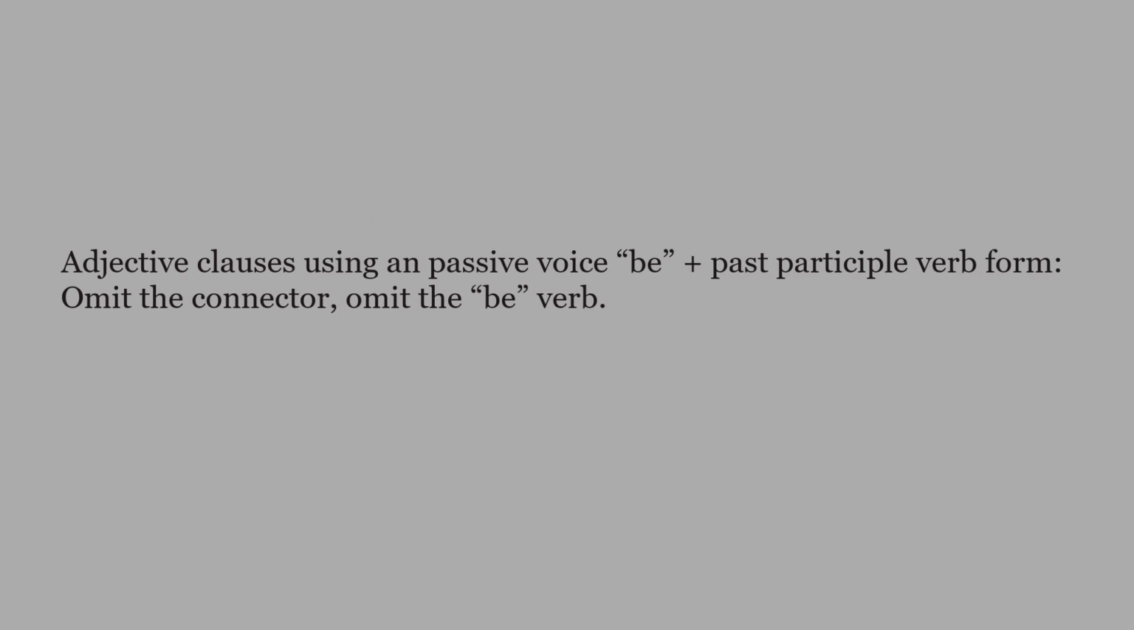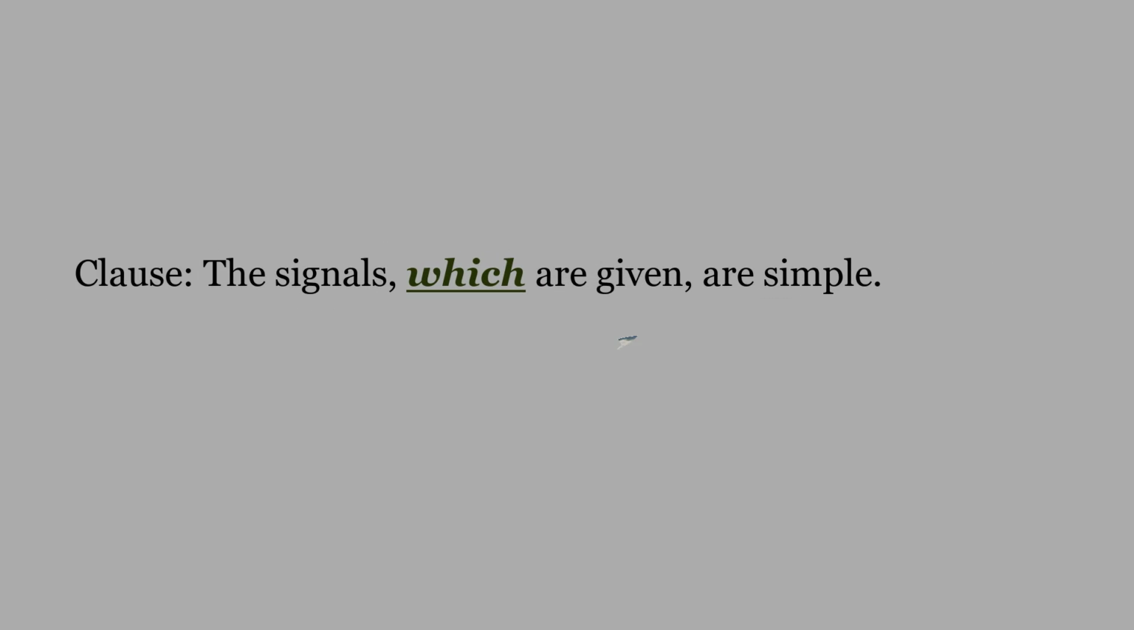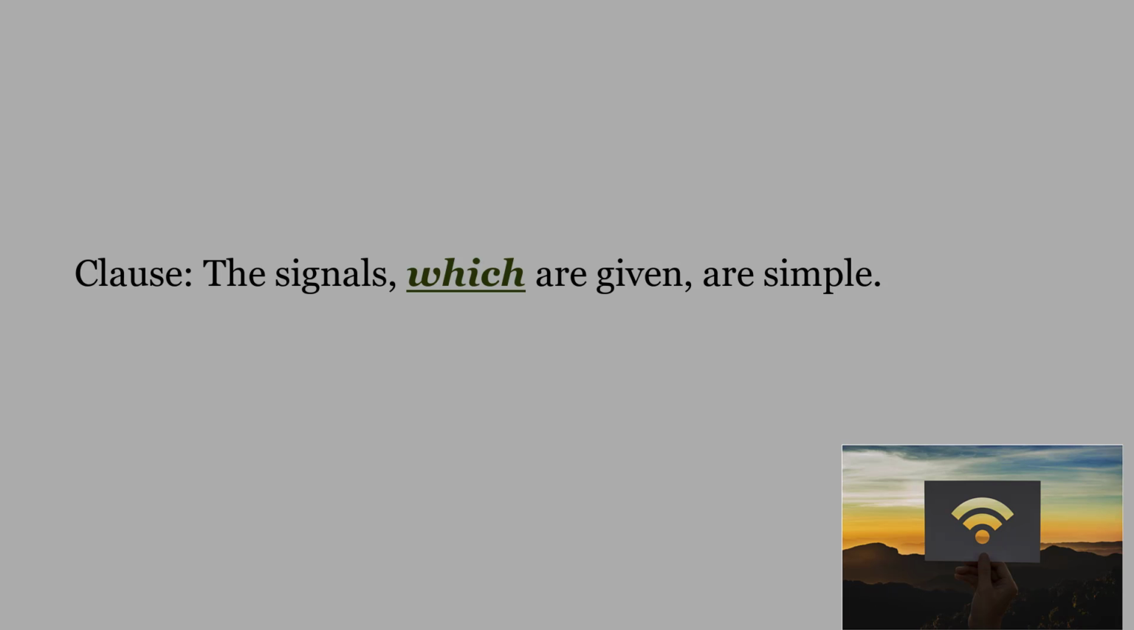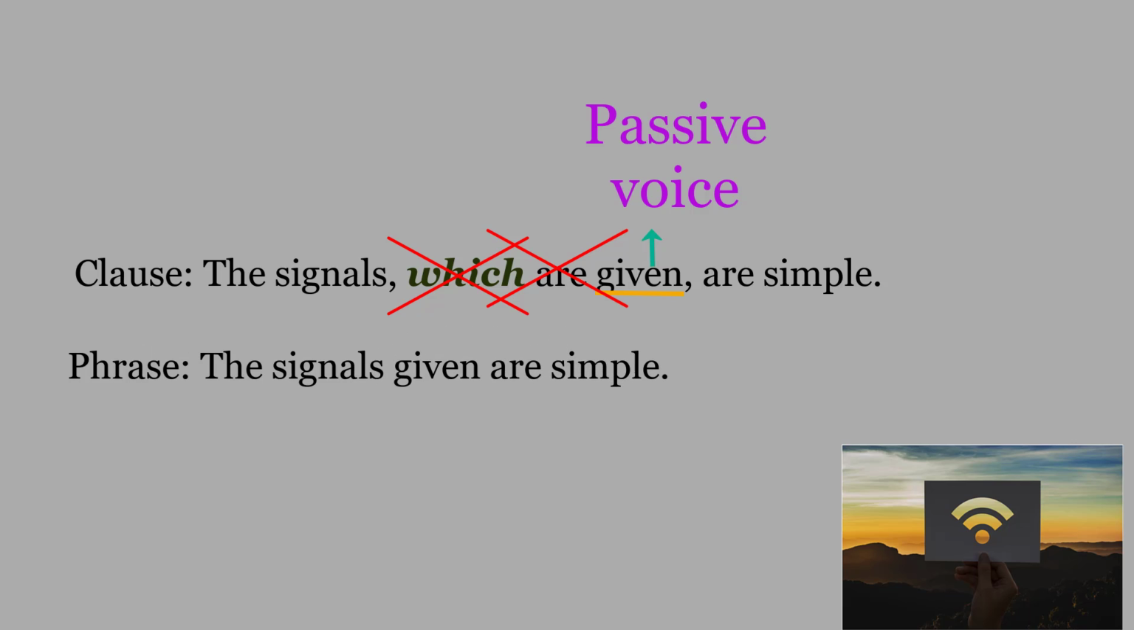Adjective clauses using a passive voice, be plus past participle verb form: omit the connector, omit the be verb. Look at this example. The signals which are given are simple. It is a clause, but I want to change it to a phrase. What should I do? I must omit the connector and be verb. For the phrase, I have what? The signals given are simple. Our verb is not active, it is passive voice. For the phrase, I have what? Past participle. The signals given are simple. It is the third part of the verb, or past participle.